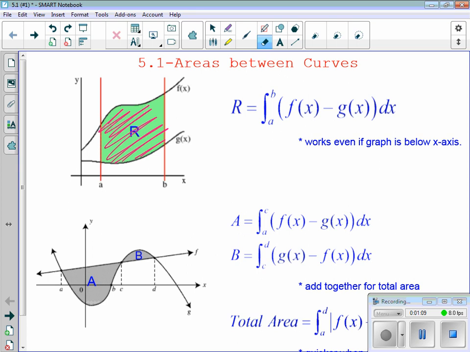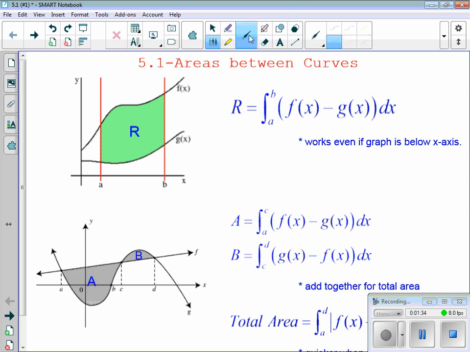Typically they'll ask you for area between curves for part A, and then they'll do a volume of revolution, which is 5.2. We'll do that on Monday. And then they'll do cross sections, which we'll talk about on Tuesday, Wednesday kind of time frame. But this lesson is really important to know because it's on the AP test all the time. If they don't have it on a free response question, they're going to have it on a multiple choice question.